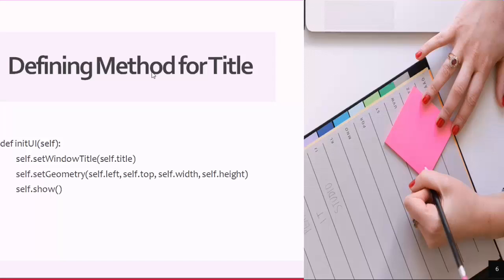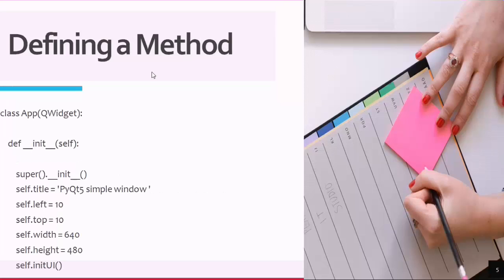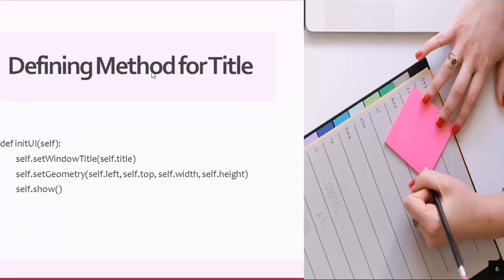Followed by that, I'm going to use self.setGeometry, and inside the parentheses I'm going to call self.left, self.top, self.width, and self.height, which is 10, 10, 640, and 480. So these are the things I'm going to define inside the geometry.